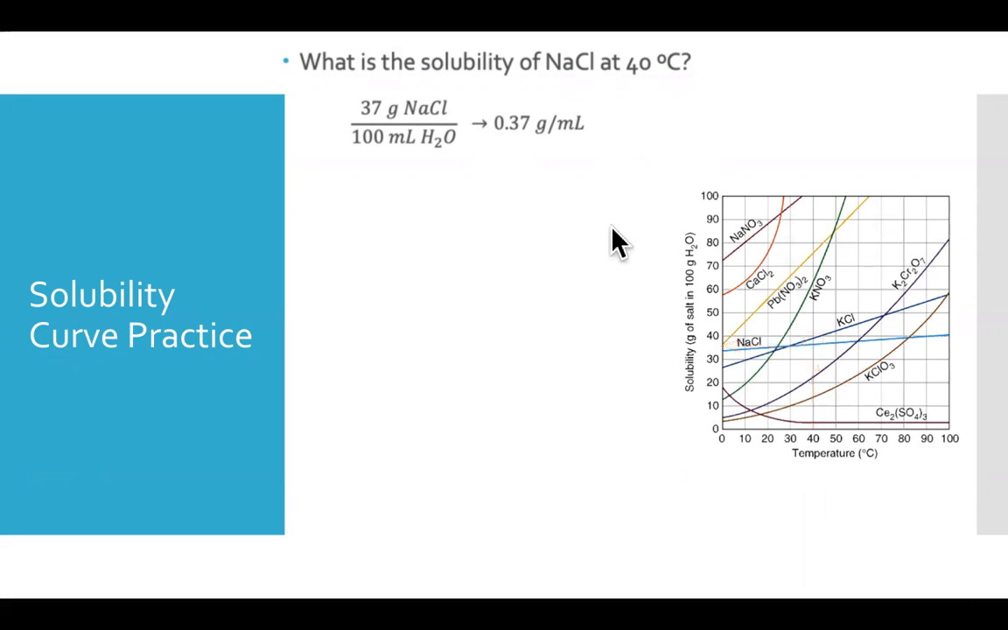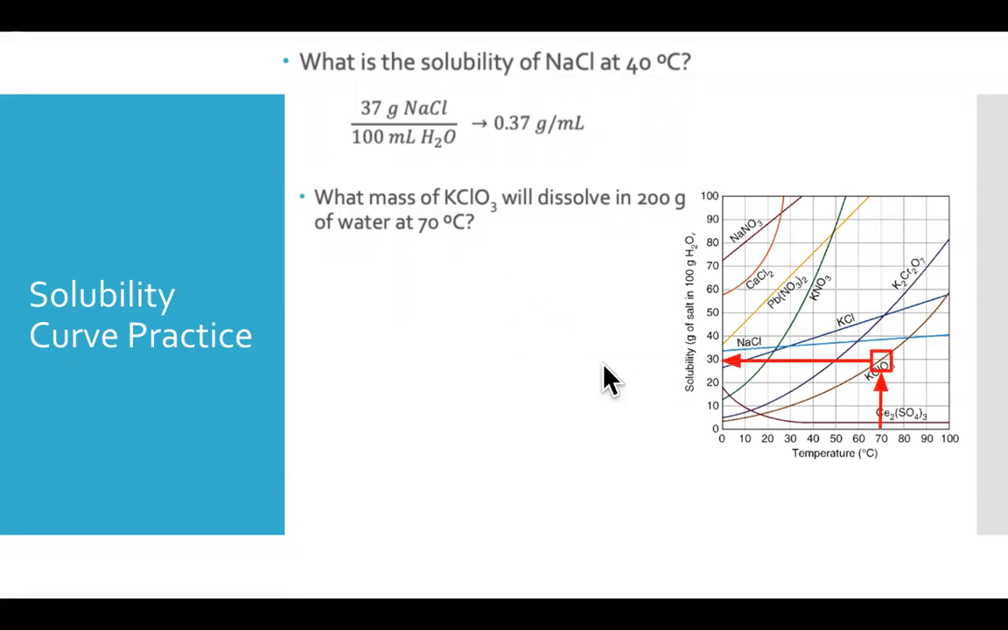We can get a little harder. We can ask, what mass of KClO3 will dissolve in 200 grams of water at 70 degrees Celsius? Okay, well, first let's find where 70 degrees Celsius hits KClO3. It's right around 30 grams per 100 grams of H2O. So I use that to write a ratio. If 30 grams dissolves in 100 grams of H2O, how many will dissolve in 200 grams of H2O? I cross multiply and I get 60 grams.